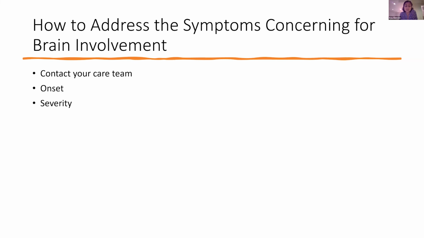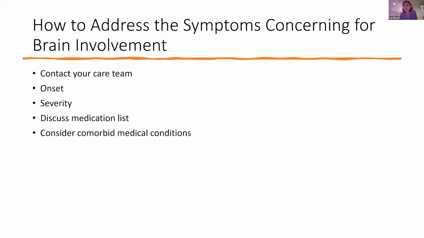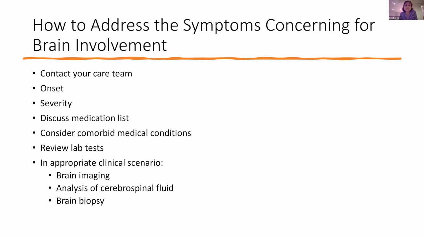So onset and severity, those will determine the next steps. First step would be to discuss the medication list, consider the comorbid medical conditions, the common situations such as blood glucose level, such as the thyroid function level, whether all the electrolytes are okay, etc. And then review the lab test results, which gives us some basic clue. And then after all the common conditions have been ruled out in appropriate clinical scenario, the tests that help us include brain imaging, analysis of the cerebrospinal fluid, and then finally biopsy.